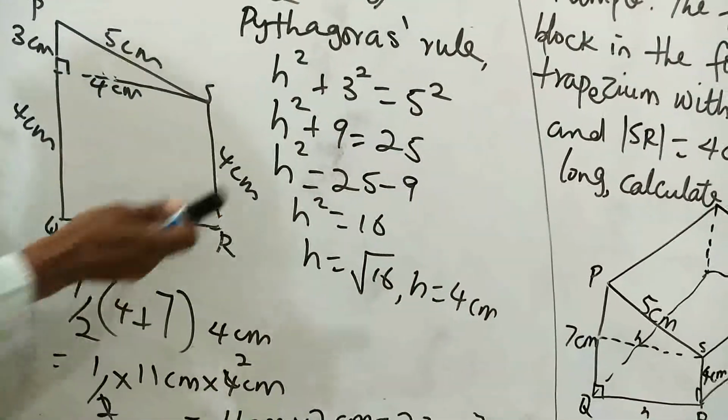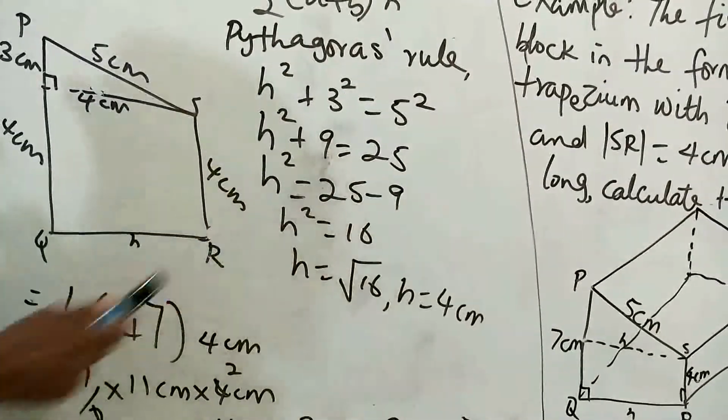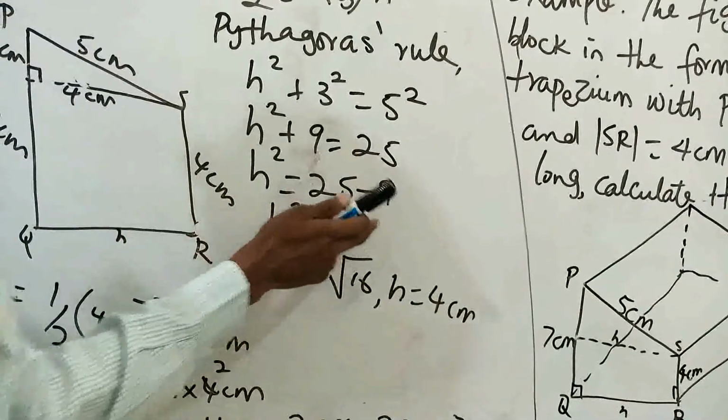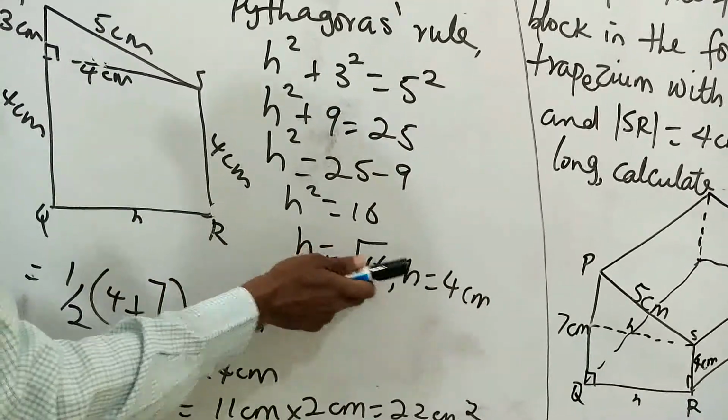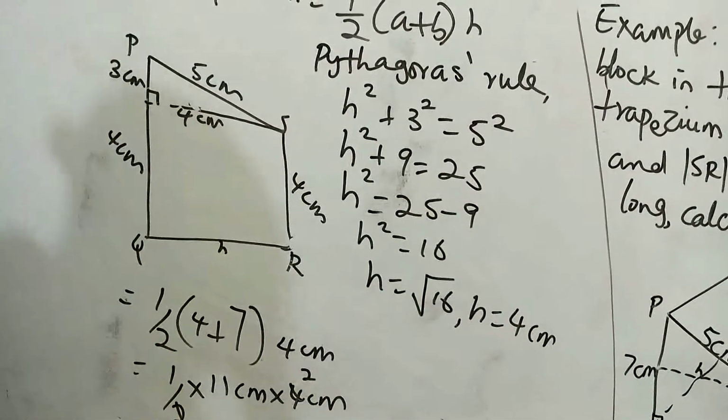We collect like terms. h squared will be equal to 25 minus 9, and that gives us 16. So our h squared is 16. Therefore our h will be the square root of 16, which is 4 cm. So we have a height of 4 cm.